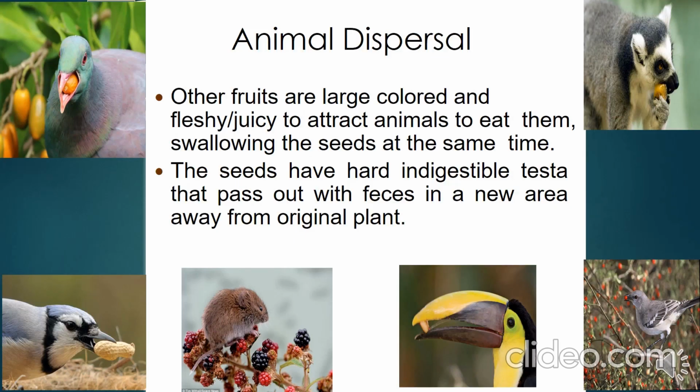Animals play an important role in the dispersal of seeds by excreting or burying them. Other fruits have structures such as hooks that attach themselves to animals' fur. Other fruits are large, colored, and fleshy or juicy to attract animals to eat them, swallowing the seeds at the same time. The seeds have a hard, indigestible testa that passes out with feces in a new area away from the original plant.